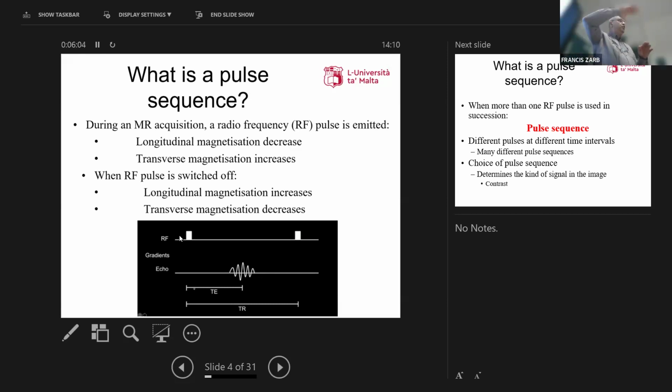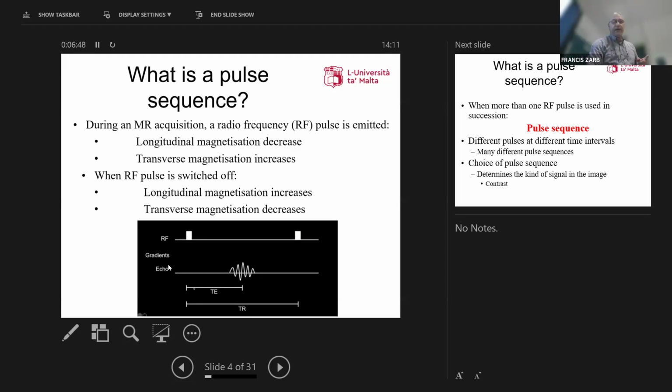We mentioned the longitudinal and the transverse magnetization. When we send the RF pulse, the longitudinal magnetization decreases and the transverse magnetization increases. When we switch off the RF pulse, the reverse thing happens. The longitudinal magnetization increases and the transverse magnetization decreases. So this is what we are saying here. When we send the RF pulse, longitudinal decreases, transverse increases. When we switch off the RF pulse, longitudinal increases, transverse decreases.